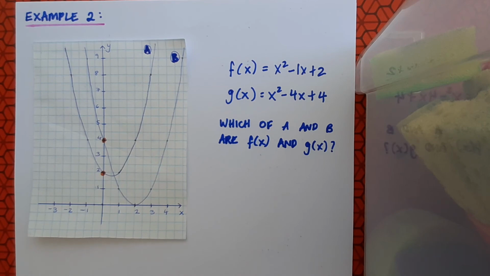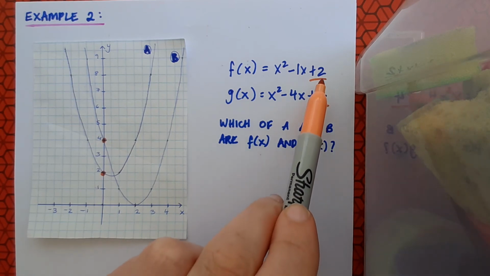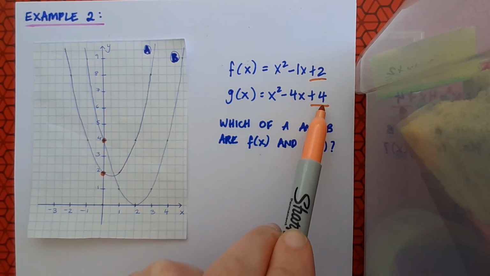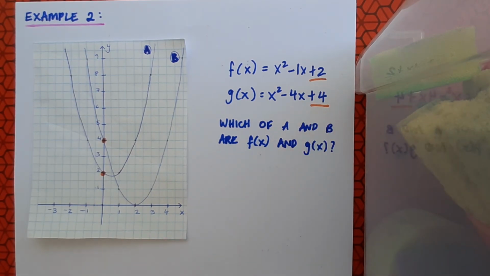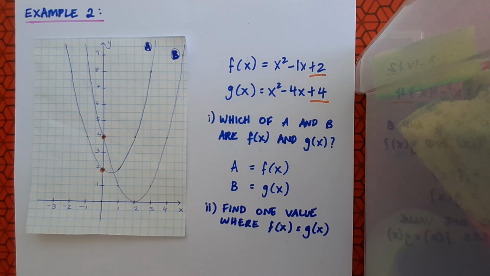Well, remember that just like the equation of the line, the constant at the end of your quadratic tells you its y-intercept. So here I can quite clearly see that f of x has a y-intercept of 2 and g of x has a y-intercept of 4. So now it's really easy to identify which one's which. A is f of x and B is g of x.